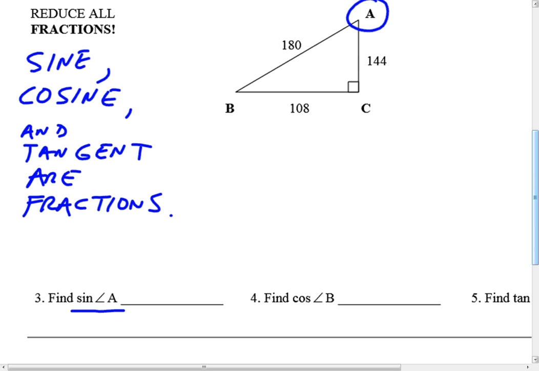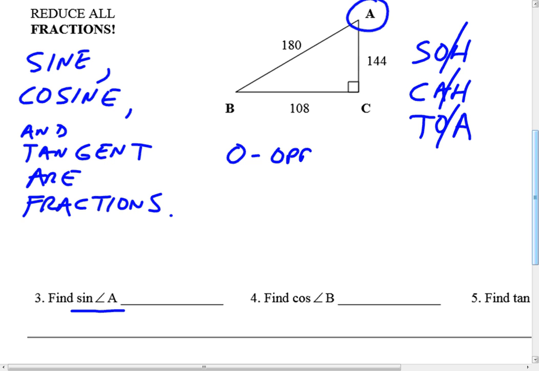Do you guys remember SOHCAHTOA? That's a way to remember that sine is O over H, cosine is A over H, and tangent is O over A. Well, that's great, unless you don't know what O and A and H mean. What does O mean? It means opposite. And what we mean by opposite is on the other side of the triangle.